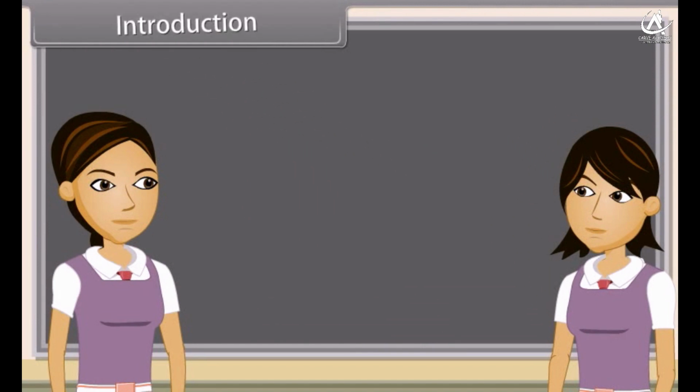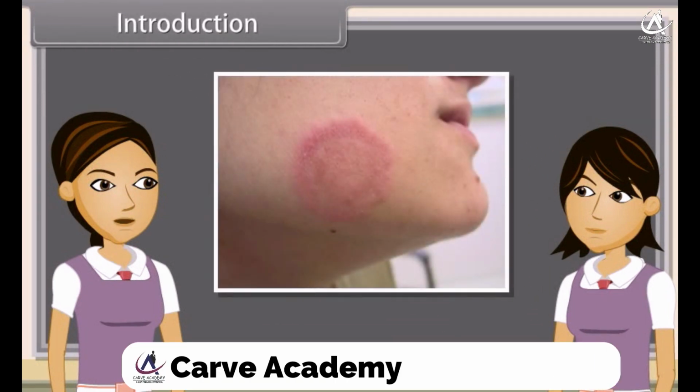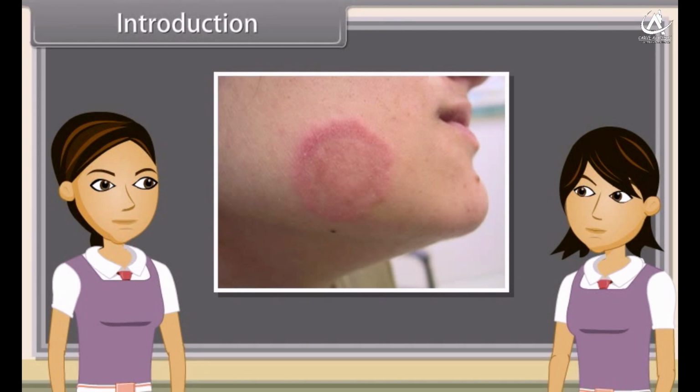Introduction. Do you know Rita is suffering from a skin infection? Has she consulted a doctor? Yes, the doctor has diagnosed it to be a ringworm infection. But she feels really painful to open her mouth. She cannot even eat properly. Oh, poor Rita. Thank God I am completely healthy.